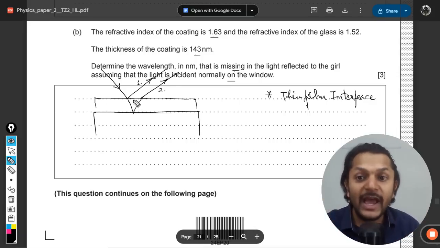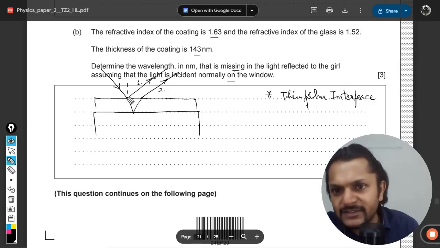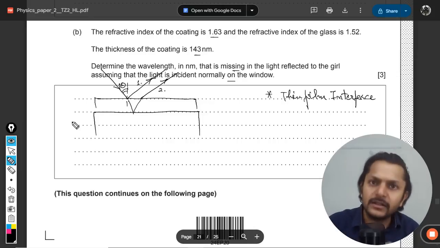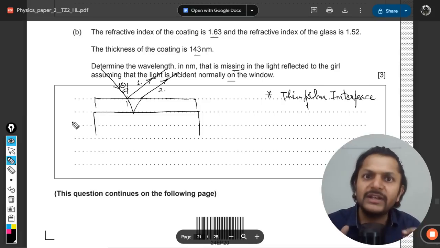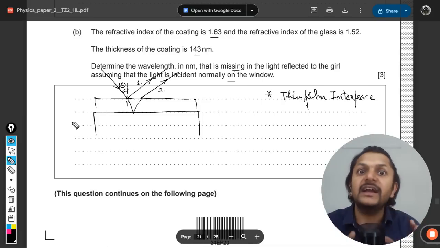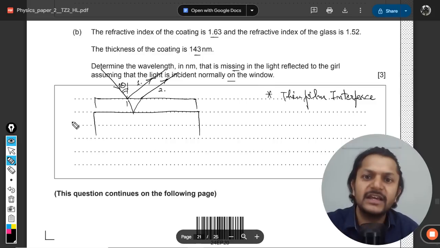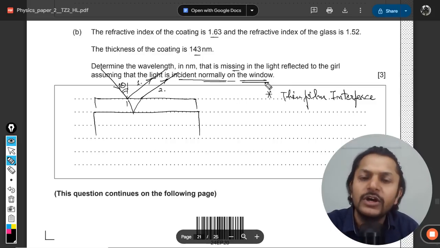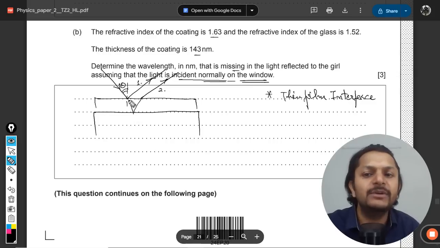Now, it could happen even if this angle is not 90 degrees, like this angle is given, and this angle is, of course, not zero. But in our books, in our syllabus for the IB, this angle is taken to be 0 degrees. Now, that is written here, the incident light is normal to the window. Normal means that the diagram is shown like this.